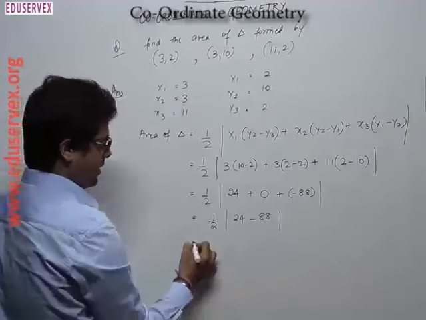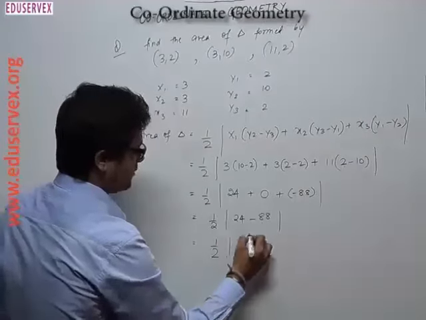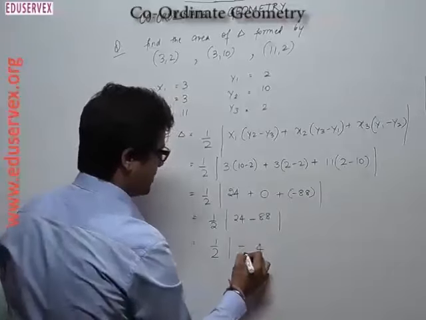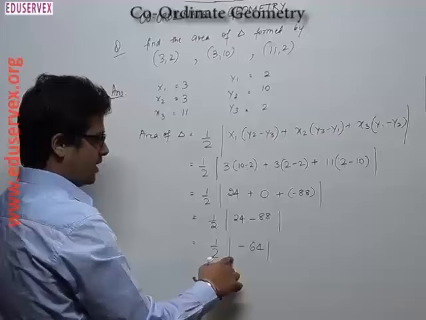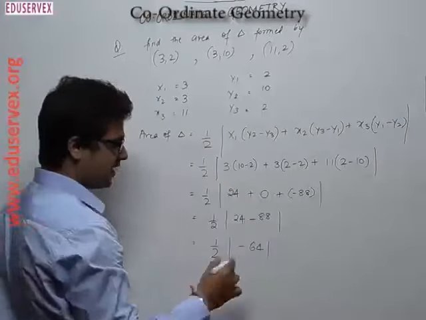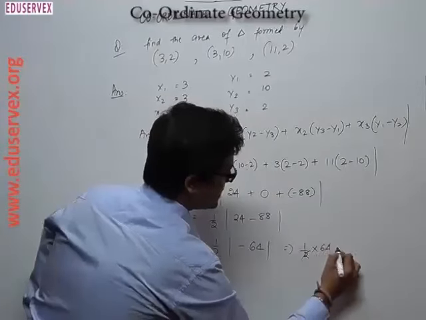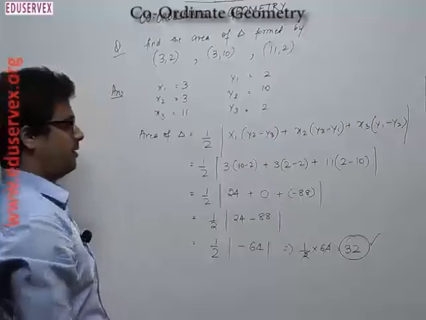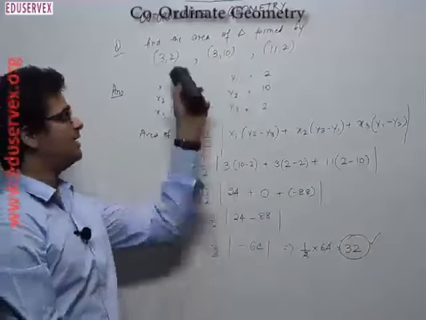Okay, so this will become half of the modulus of, now I have a sign of minus, so 24 minus 88 is minus 64. The modulus will change this negative sign into positive because we cannot have area in terms of a negative sign. So half of 64 is 32, so the area will be 32 units. Clear? So we can use this formula to calculate the area of a triangle formed by these 3 points.